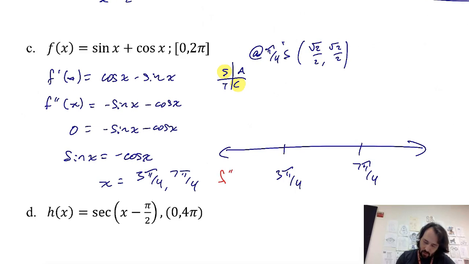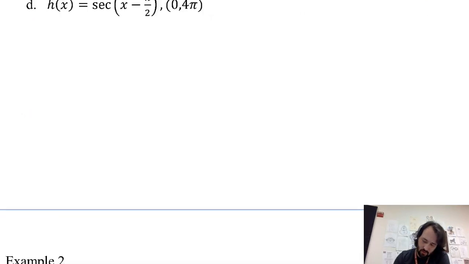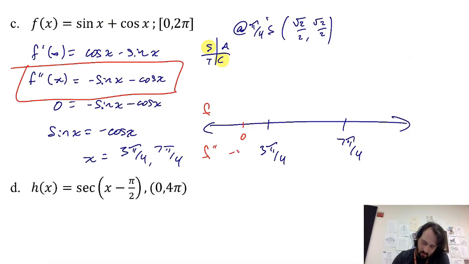And f double prime f. All right, so if I check 0, remember I'm checking it into this one, right? That would be 0 minus 1, so this would be a negative interval, which means this is also a negative because I could check 2 pi, and that's the same thing as 0. So I am concave down and concave down. And then if I check pi, that would be 0 minus a negative 1, which would mean that's a positive 1. So I am concave up on that interval.